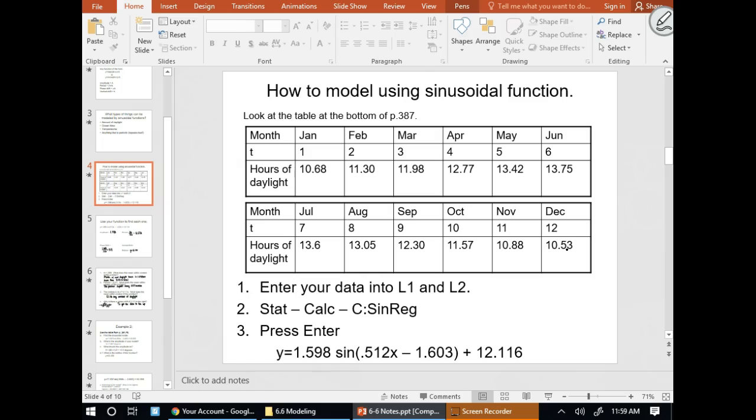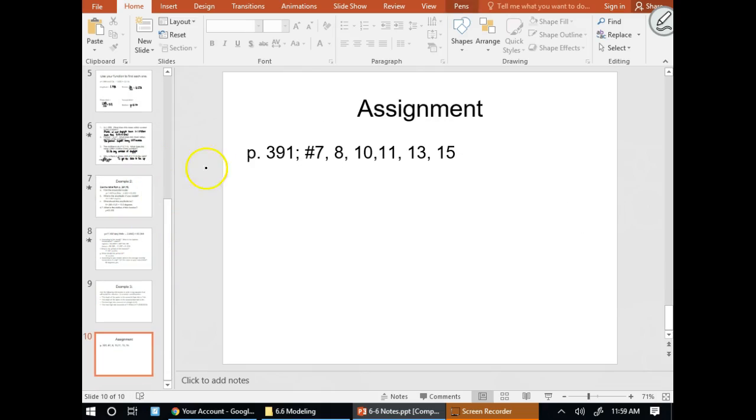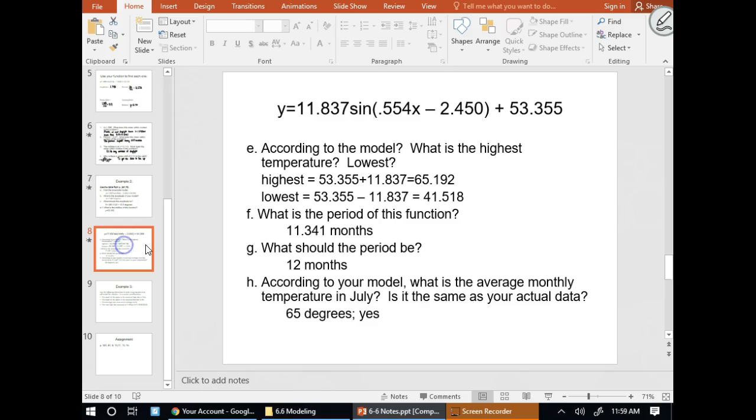So rather than using one set of data to ask all the questions, there'll be one where you have to do the regression, because I want to make sure you know how to do that on the calculator. But after that, your questions will look more like, let's skip.